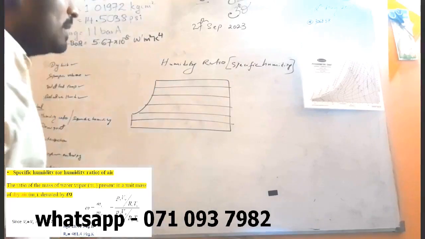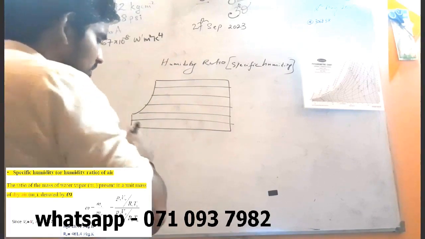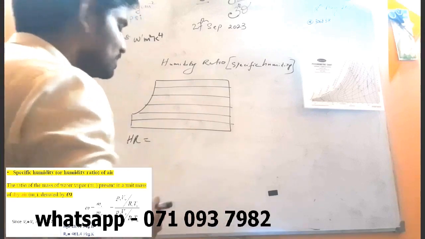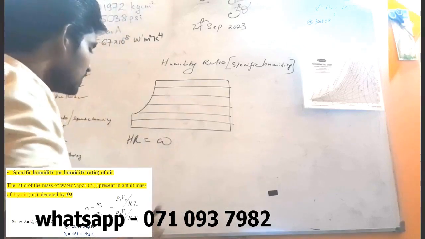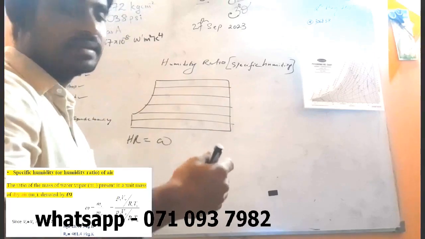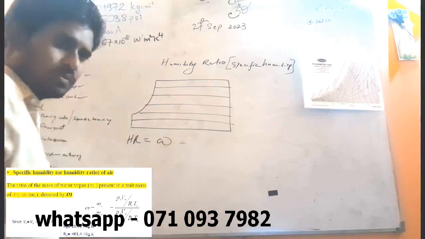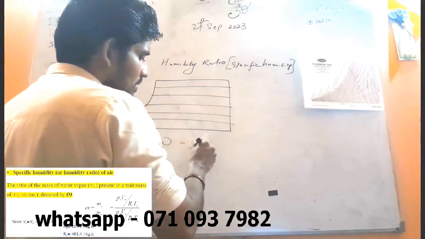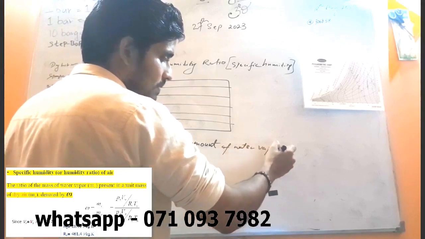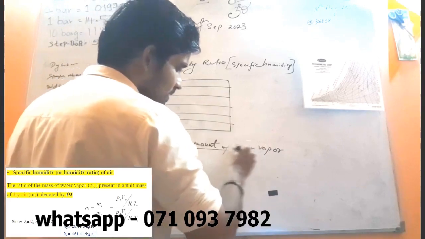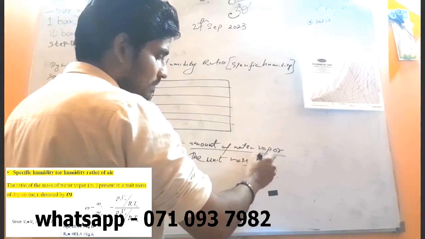And what is humidity ratio? For that, we give a special symbol, that is what we call omega. I think you have heard this word in circular motion. Anyhow, the humidity ratio, or in other words the specific humidity, is given the symbol omega. So that equals the amount of water vapor divided by the unit mass of dry air.